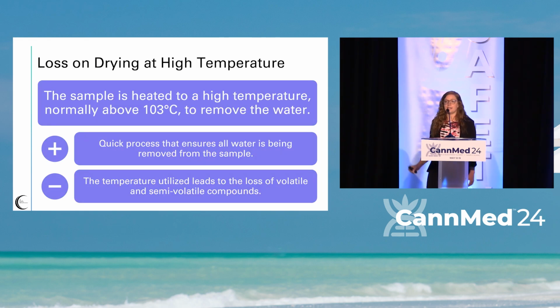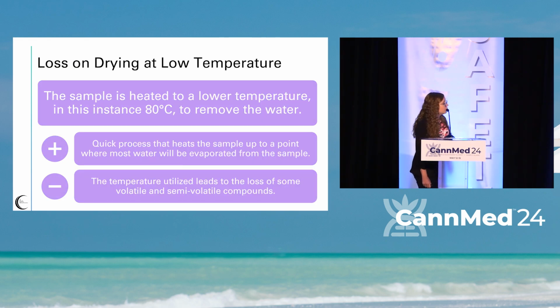Then we have loss on drying at high temperature. And this is pretty much the universal standard of what laboratories are using. Most laboratories in the industry are using a loss on drying at high temperature. And what they're doing here is they're heating a sample to a high temperature, normally above 103 degrees Celsius, to remove the water. Granted, you see labs that heat anywhere from 103 to 150, and that can impact those results. The higher the temperature, the more the volatiles you cook off. So we need to understand that impact. And this is an effective way to do moisture because you're ensuring all of the water is being removed. Water boils at 100 degrees Celsius, and it's a quick process. However, this temperature utilized is drastically impacting those semi-volatile and volatile compounds that we know are so prevalent in cannabis.